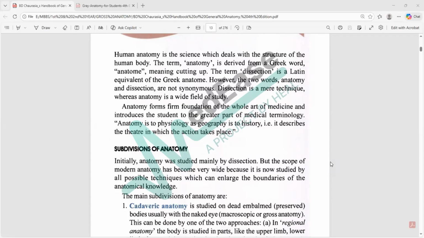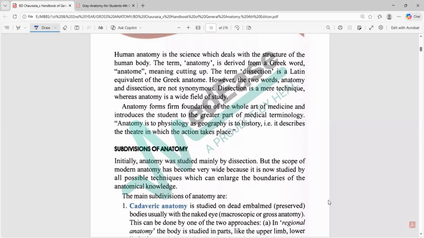So today we will be having a one-shot lecture on the foundation module anatomy, mainly the gross anatomy. I hope everyone will be tuning in and watching till the end. So let's start with the first chapter, where we have the introduction to general anatomy.